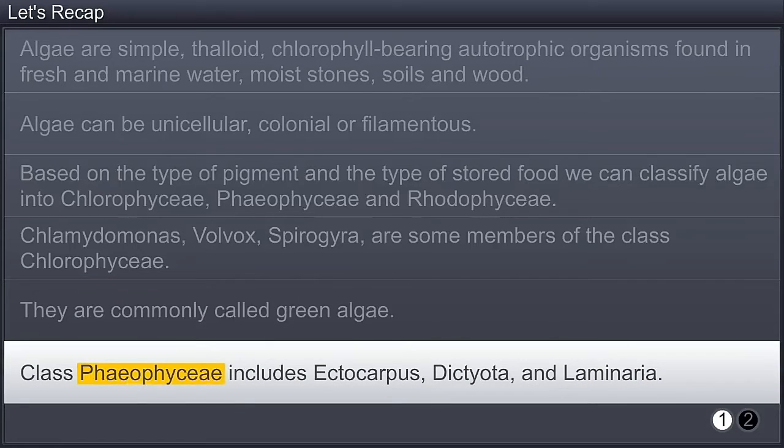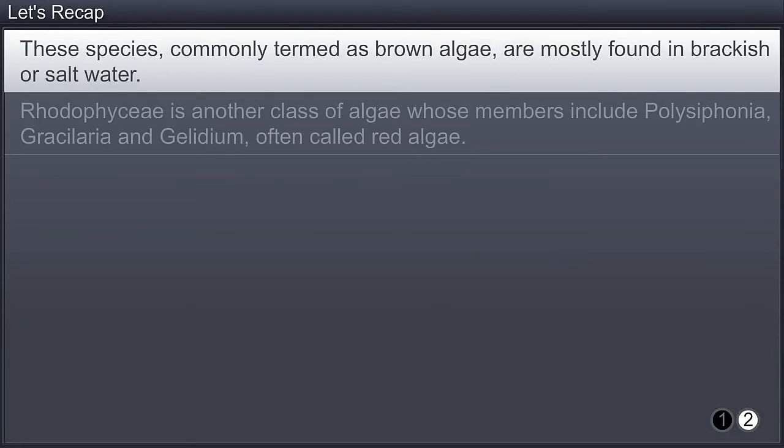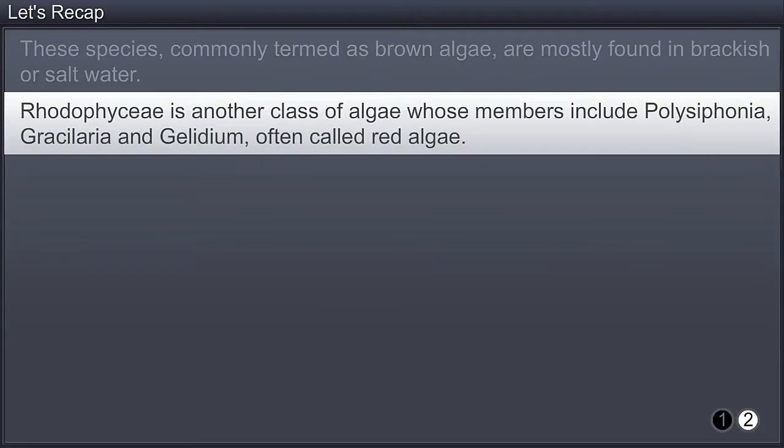Class Phaeophyceae includes Ectocarpus, Dictyota, and Laminaria. These species, commonly termed as brown algae, are mostly found in brackish or salt water. Rhodophyceae is another class of algae whose members include Polysiphonia, Gracilaria, and Gelidium, often called red algae.